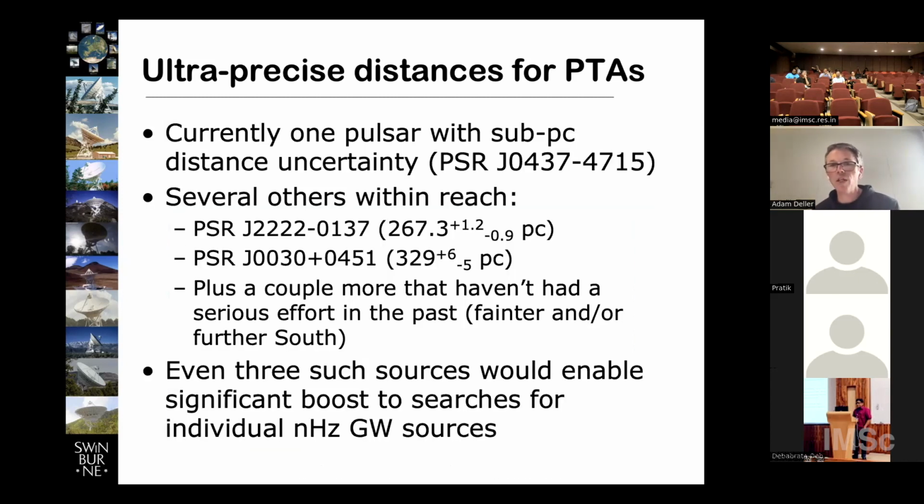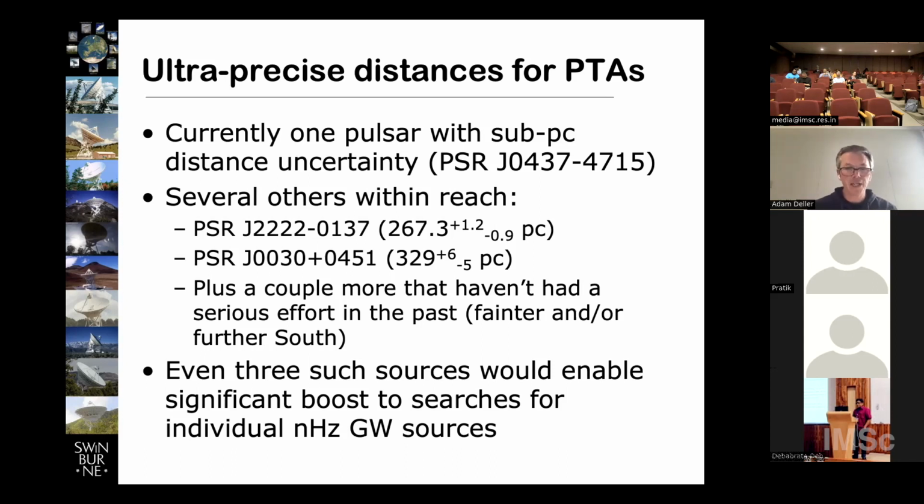So at the moment, there's only one millisecond pulsar that's a part of a pulsar timing array out there with a sub-parsec distance uncertainty, and that's the closest and brightest MSP, J0437. But there are a couple of others, and the distance uncertainty there is less than a light year already, actually. It's a fantastic source. However, there are several others that are within reach. There's J2222, where the uncertainty is of order a parsec, and I'm sure we could knock that down by a factor of several without trying too hard. And J0030+0451, it's at the 5 parsec level and would probably require a pretty concerted effort, but I think we could get there.